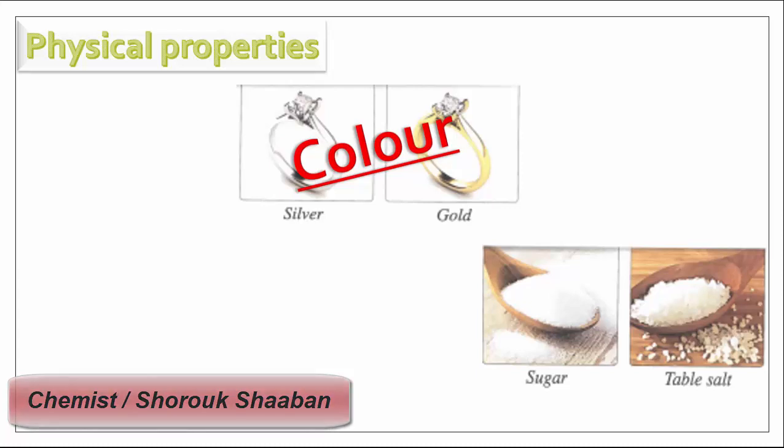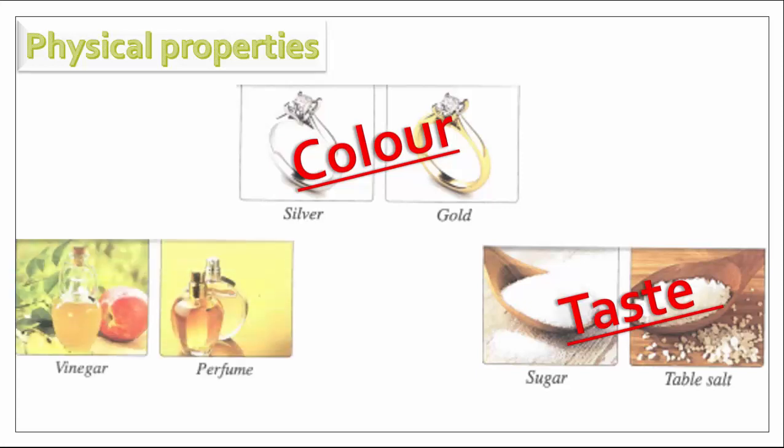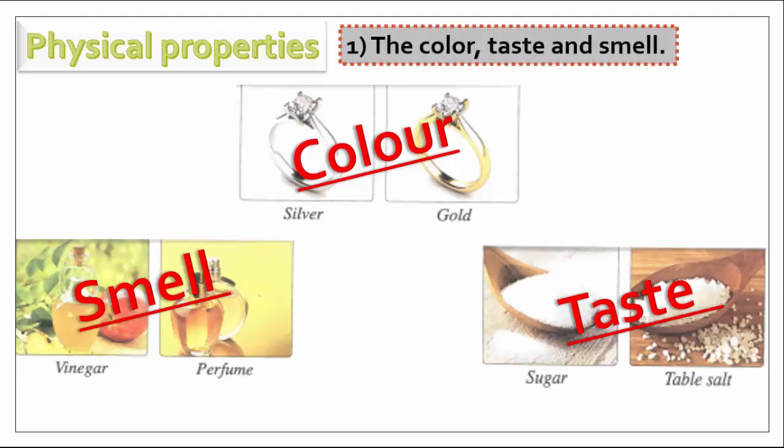By taste. Very well. Number 3, look here. This is perfume and this is vinegar. How can you differentiate between them? Can you test them? Of course not. From the color? No, too. Both of them are yellow. How could I? Smell. So this is the first physical property by which I can differentiate between matter: color, taste, and smell.